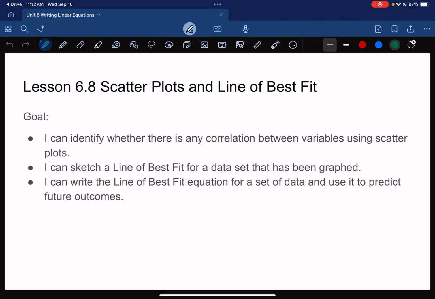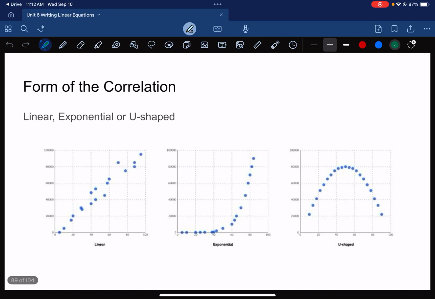This is the last section in the unit. This is lesson 6.8, scatter plots and line of best fit. Goals for today are: I can identify whether there is any correlation between variables using scatter plots. I can sketch a line of best fit for a data set that has been graphed. And I can write the line of best fit equation for a set of data and use it to predict future outcomes.